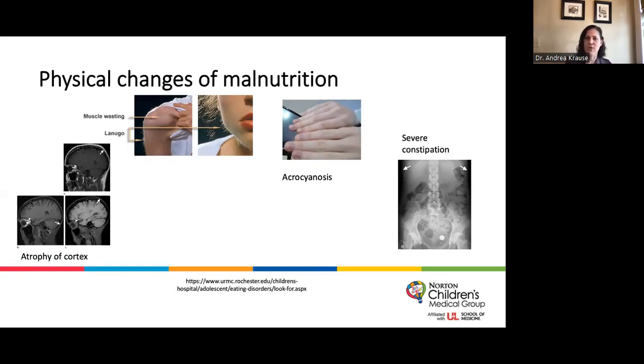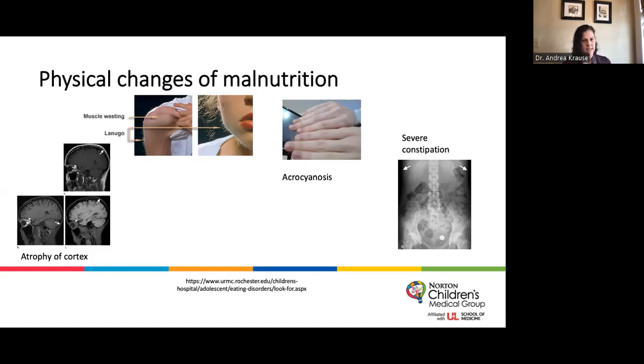The acrocyanosis, the blue fingertips, cold blue fingers, I always see that in the patients that I'm admitting to the hospital. That is always there. And then the severe constipation. Generally, if the patient is malnourished and not constipated, then obviously this is a whole separate area of concern. But usually they should really be constipated.